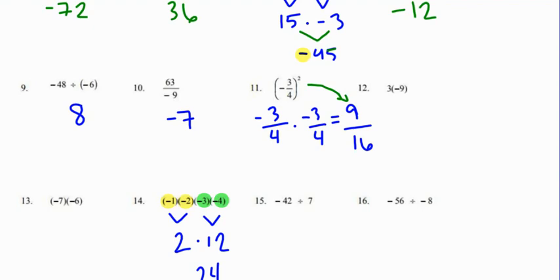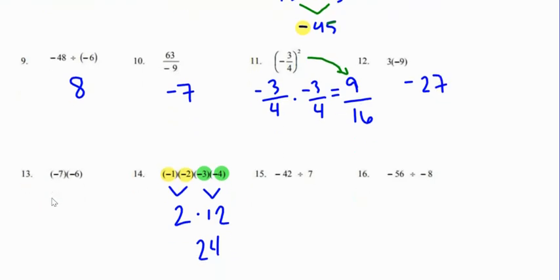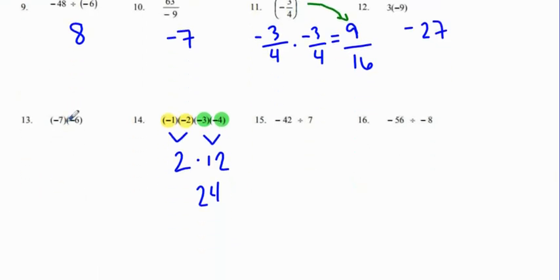Number 12, 3 times -9 is a -27. Number 13, again, when their parentheses are touching, there's no operation visible there. That's multiply. Negative times negative is a positive. 15, we have -6. And 16, 2 negatives being divided is a positive. 8 goes into 56 7 times.